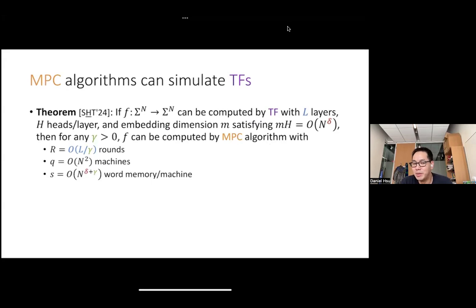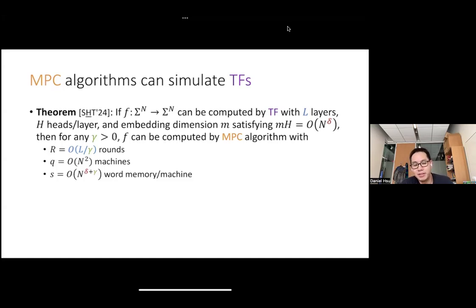So if you're given any problem or function that is computed by a transformer with L layers, H heads per layer, and embedding dimension M, such that the total M times H is not too big, let's say some small power of N to the delta, then we can construct an MPC algorithm that does the same thing. Basically, it's going to simulate that transformer on a large number of machines. And the number of rounds of the MPC algorithm will, again, just be proportional to the number of layers of the transformer. That's what we had in the other direction.